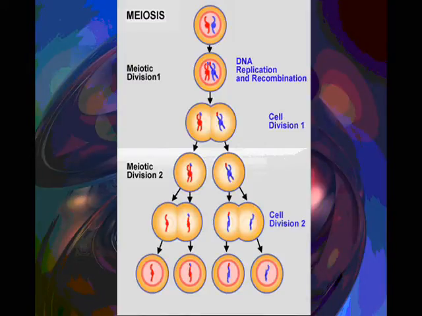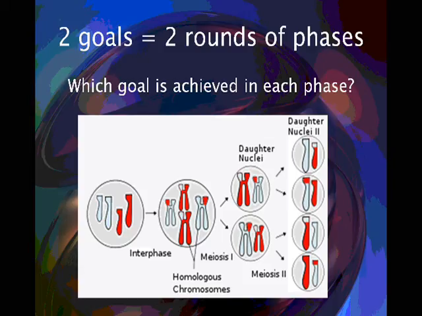Here's a picture of meiosis. As you can see, the cell is going to divide twice, whereas DNA replication only occurs once. Because we have two goals in meiosis, to reduce chromosome number and also to create genetically unique cells, we're going to go through two rounds or two phases of division. Which of those two goals is going to be achieved in each phase? Answer that question to yourself and we'll return to it later in the lecture.